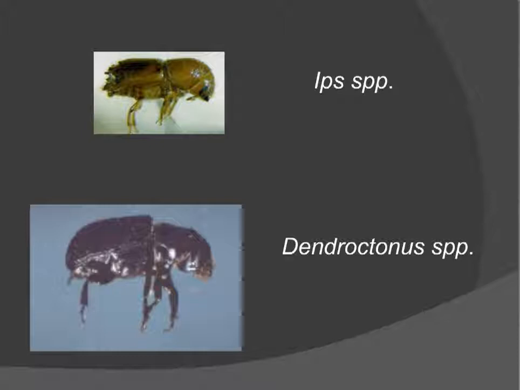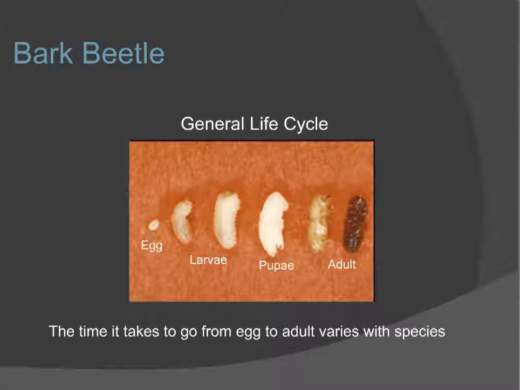Bark beetle life cycle is egg to adult, and the time it takes to go from egg to adult varies with species. And all of that life cycle is carried out, well, almost all of it, except the adult, is carried out under the bark in the phloem tissue.